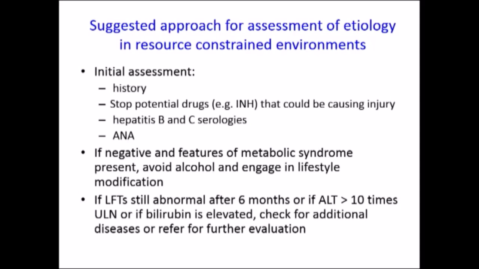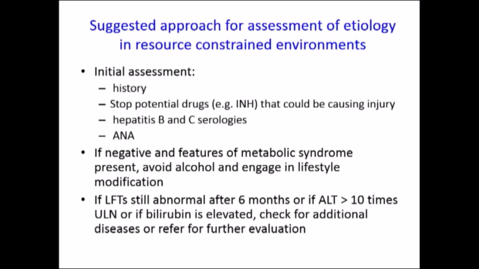So initial assessment includes history. You stop potentially offending drugs, especially if the liver enzymes are on the higher side. Hep B and C serologies should be checked, and you get anti-nuclear antibody. If negative and features of metabolic syndrome are present, you counsel them to avoid alcohol and engage in some lifestyle modification. If LFTs are still abnormal, and for most of these people the liver enzymes are marginally elevated, liver function is normal and the patient feels otherwise pretty good, you give them a period of time to behave themselves, engage in lifestyle changes, stop the alcohol, and try to get rid of offending drugs.